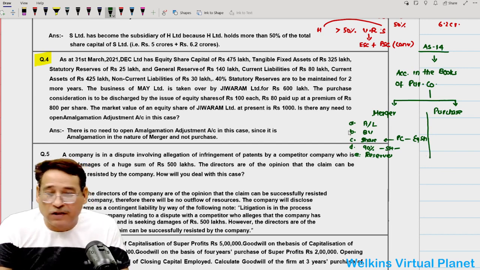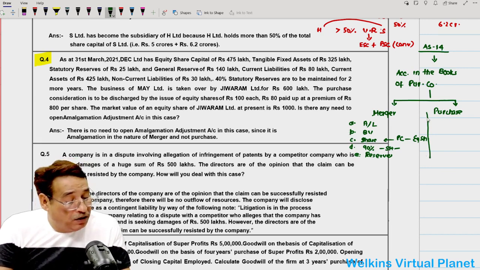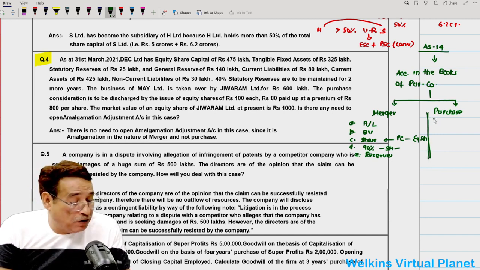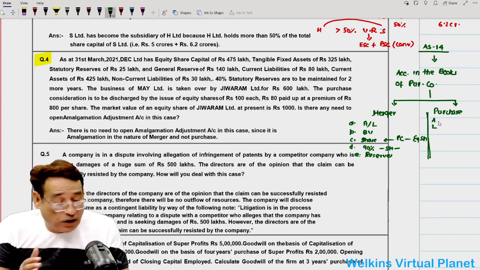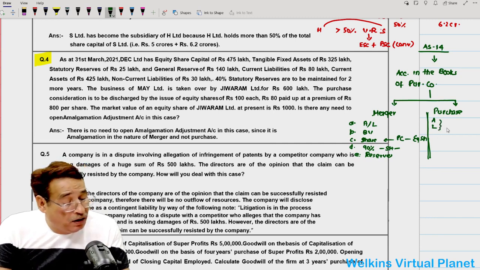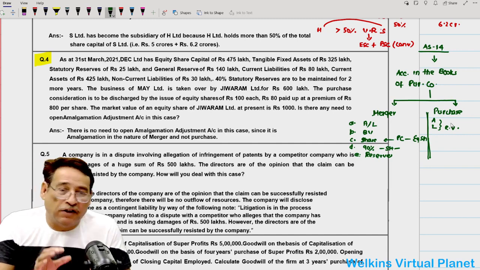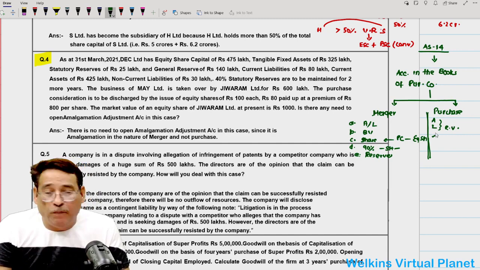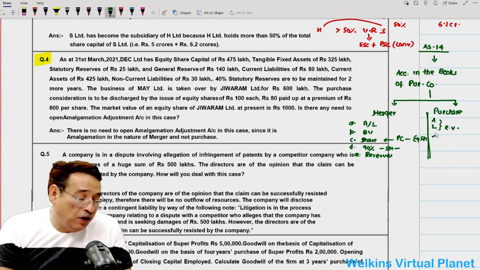If any of these conditions gets violated, then it becomes a case of amalgamation in the nature of purchase. In this case, all the assets and liabilities will be taken over. Whatever assets and liabilities have been taken over, if revised values are available, we will consider them at revised value. That is very important in case of amalgamation in the nature of purchase.